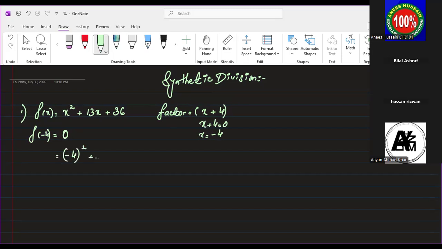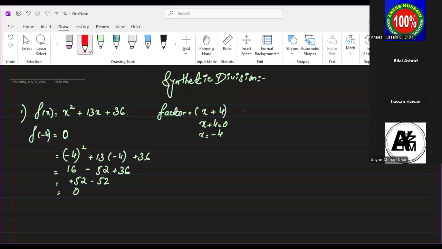So instead of x, I'm going to simply replace it with -4. So -4 square is 16. 13 into -4 is equivalent to -52, plus 36. As you can see, if you sum up the values, you have plus 52 and minus 52, and the answer turns out to be 0. If your answer is equivalent to 0, then you will say yes, this is a factor of it. Otherwise, whatever the answer other than 0, that will be your remainder.